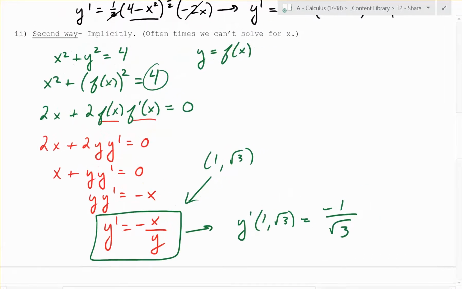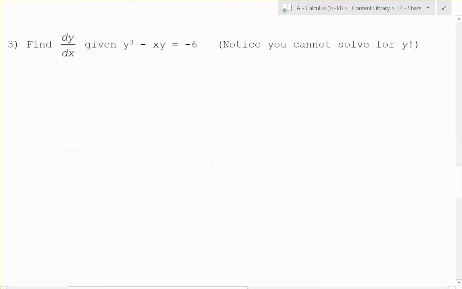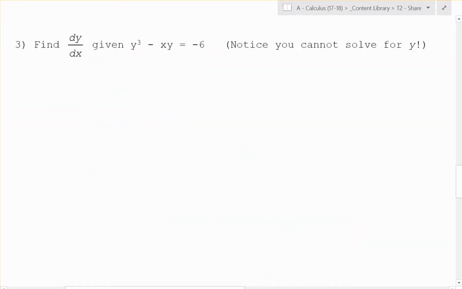Again, there's going to be different notation. I like doing this to remember that you have to come out with this f prime right there. You'll see other notation and I'll explain it to you as it comes up, but that's how I like to write it. So for example, we have this one where you really can't solve for y. It's really hard to solve for y. So instead we're going to do it implicitly.